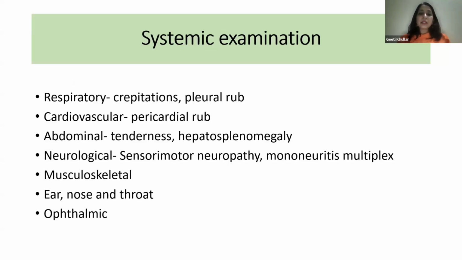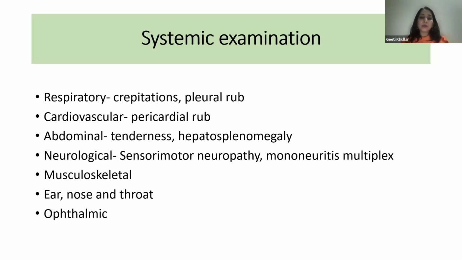So after our general physical examination, we go on to the systemic examination. In the systemic examination, we all know, stepwise, we have to see whether there's a respiratory involvement. We have to take help of our colleagues in internal medicine. If we are suspecting something, we need to refer these patients to rule out any underlying lung involvement.